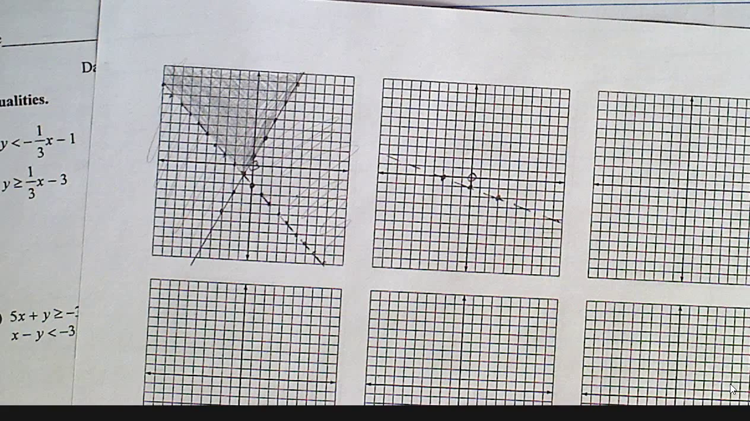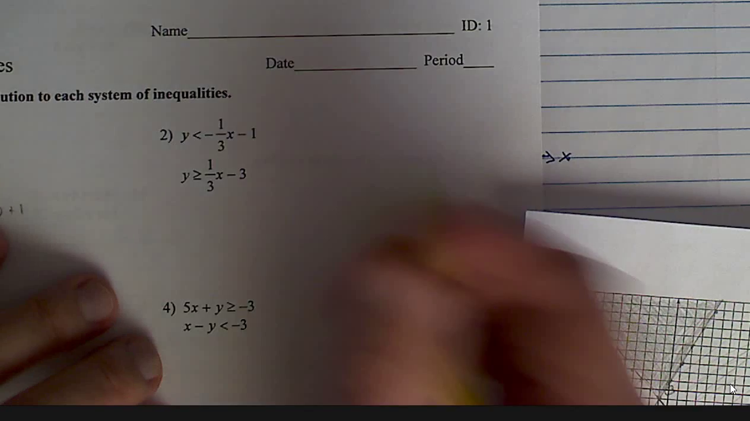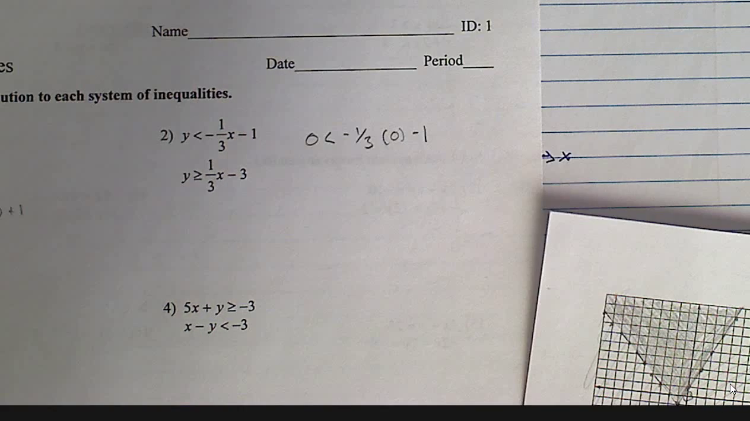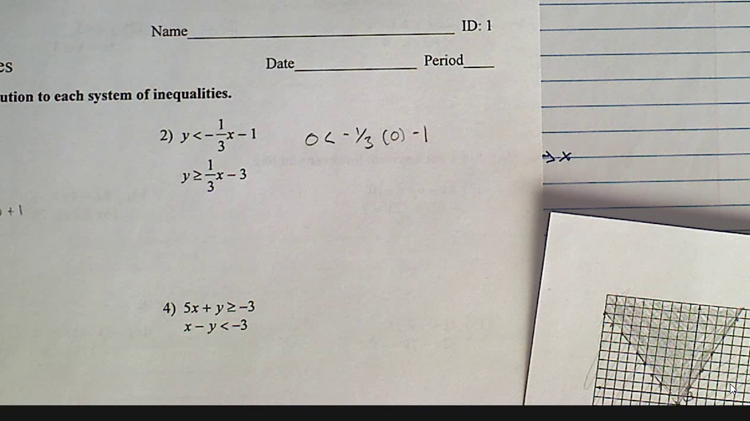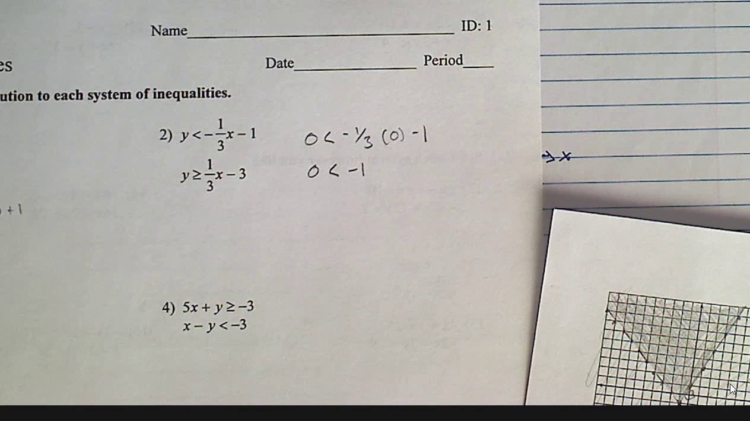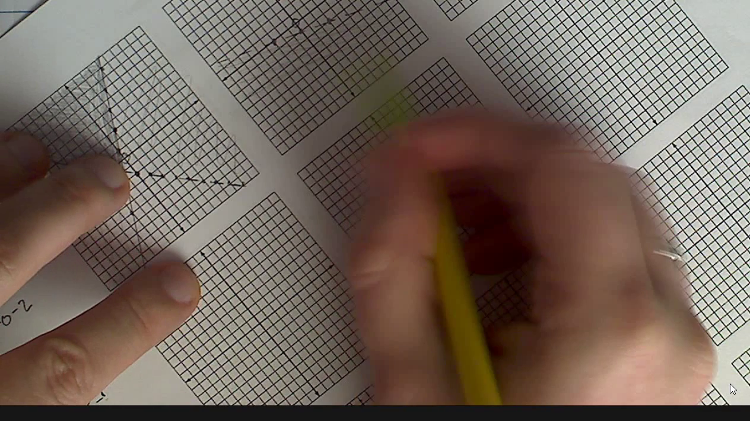Cool. Now, let's jump over to Annabelle. Does the line go through 0, 0? Okay, can I use 0, 0 as a checkpoint then? Cool. So I'm going to put 0, 0 in for y and in for x. So I'm going to do 0 less than negative 1/3 times 0 minus 1. What's negative 1/3 of 0, Annabelle? And what's 0 minus 1? So I've got 0 less than negative 1. Is that true or is that false? Okay. So am I going to shade where 0, 0 is then? Okay. So I'm going to shade on the other side. I'm going to do it lightly, just to get the idea of where I should shade for that one.